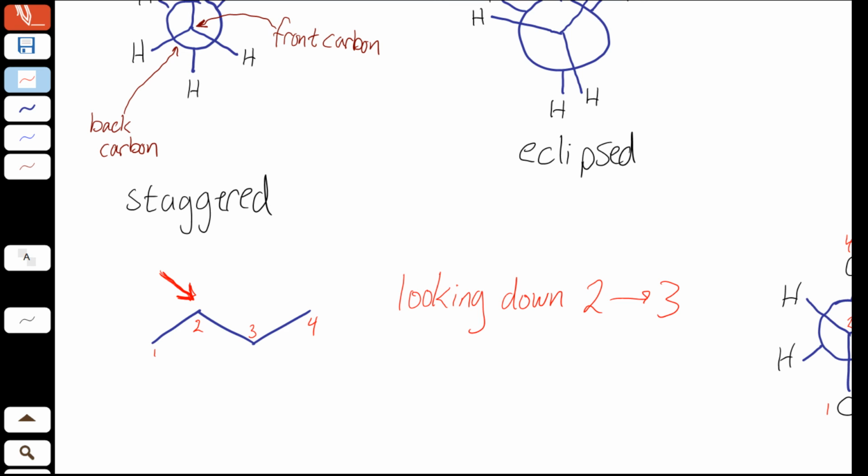Yeah, so I'd say like, okay, here's the structure, draw the Newman projection looking at this particular bond. Or the other way, I give you a Newman projection and say draw this out on the structure.